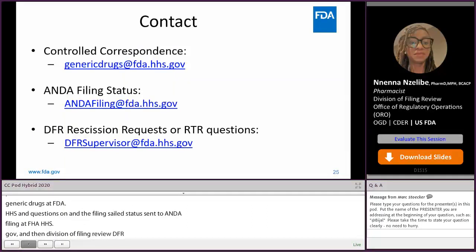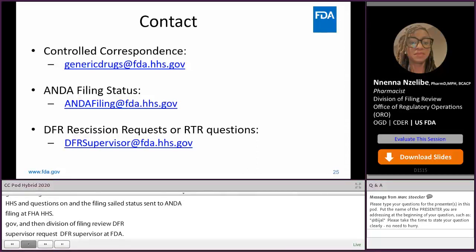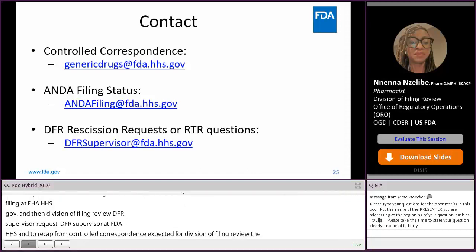So just to recap from a controlled correspondence perspective for the Division of Filing Review, the biggest takeaways are that it's important to ensure that your controlled correspondence is submitted in full at the time of initial submission, and then also if you're seeking information on separate elements of the generic drug product development process requiring review by more than one discipline, we ask that you please submit separate requests, as this will facilitate timely review and response.